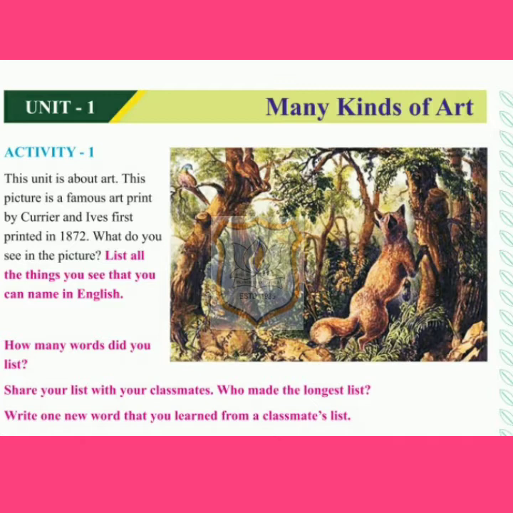So children, this unit is about art and the picture is a famous art print by Currier and Ives. And this picture was first printed in 1872. And what do you see in this picture? We can see a fox standing on its rear legs against a tree in the woods. Its front right paw is on the tree trunk and the left one is dangling. It is looking back at the 3 passenger pigeons sitting on the tree to the left.